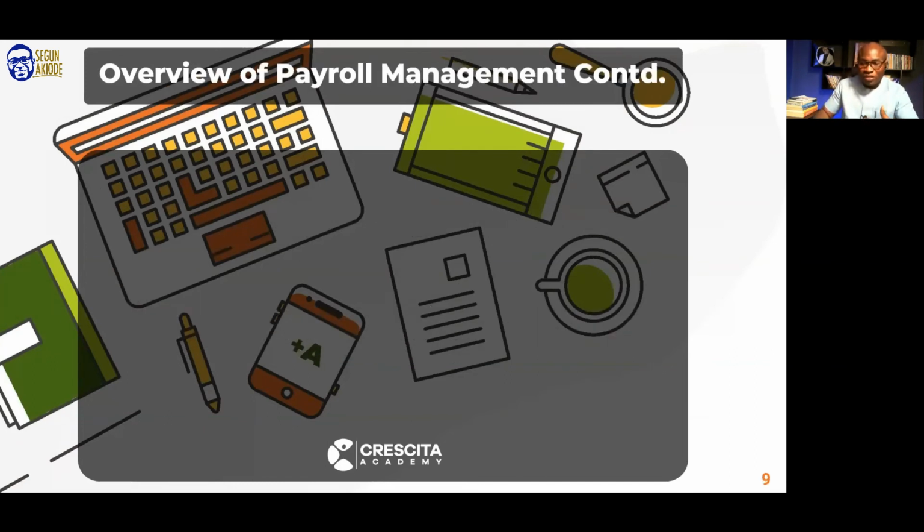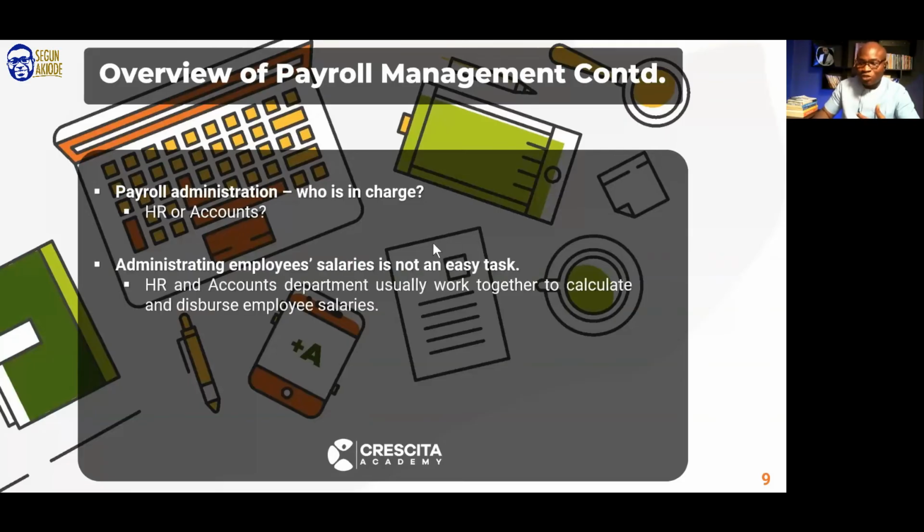So the next conversation when it comes to payroll management is whether HR or finance or accounts should be responsible. Administering employee salary is not an easy task. We need to recognize that. So usually HR and the accounts department work together to calculate. When it comes to keeping the employee record, and what salary each employee should earn, that is resident in human resources, while the payment and the disbursement of the salary is in finance.